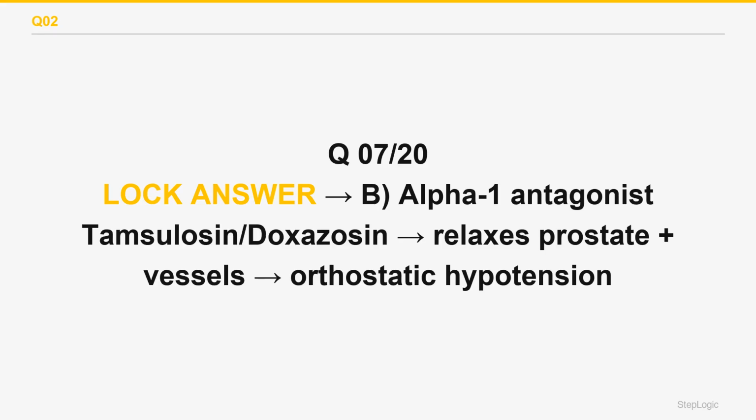Choice A, 5-alpha reductase inhibitors, finasteride, dutasteride, reduce DHT and prostate volume. They do not cause orthostatic hypotension. Choice C, muscarinic antagonists cause urinary retention and dry mouth, used in overactive bladder, not BPH primarily. Choice D, PDE5 inhibitors can cause hypotension, especially with nitrates.